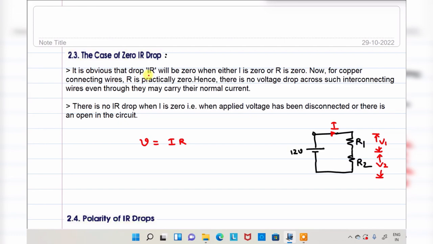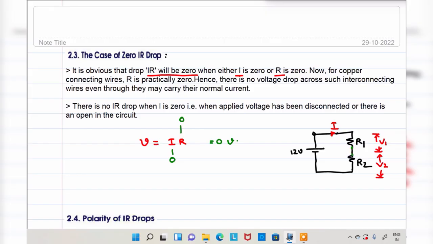So look at the first point. It is obvious that IR drop will be 0 when either I is 0 or R is 0. Look at this equation, V is equal to IR. If I make I equal to 0, what about the voltage drop? It is 0. If R is 0, 0 into any current is 0 only. So if you want IR drop to be 0, either the current is 0 or the resistance is 0.